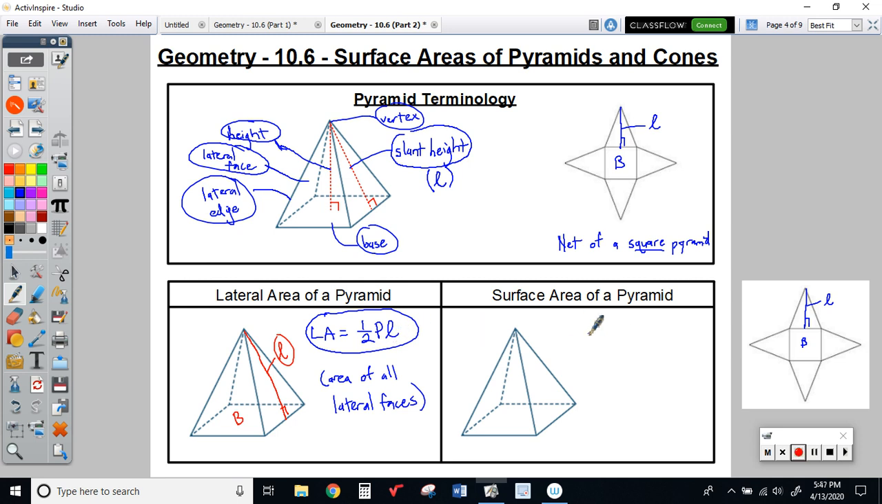And then surface area is going to be the same sort of thing. So we're still going to use the lateral area, and we'd have this.